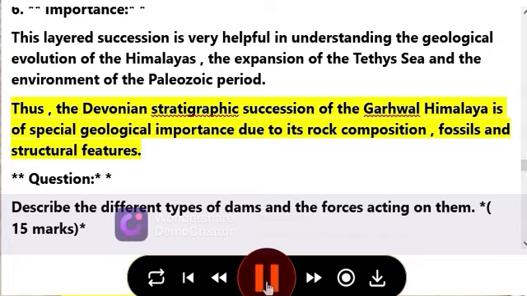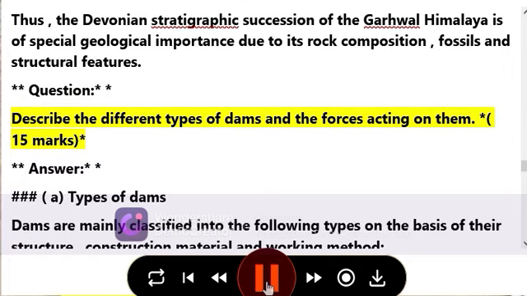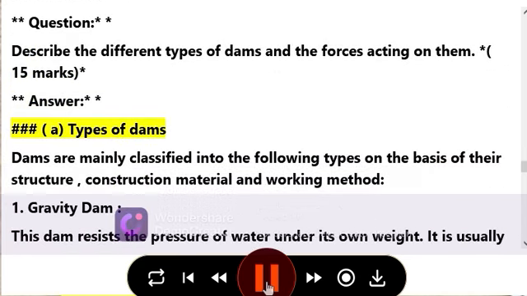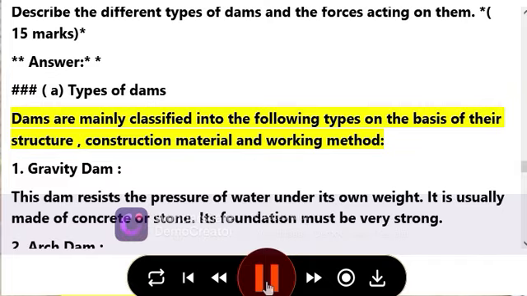Thus, the Devonian stratigraphic succession of the Garhwal Himalaya is of special geological importance due to its rock composition, fossils, and structural features. Question. Describe the different types of dams and the forces acting on them. 15 marks. Answer. A. Types of dams.